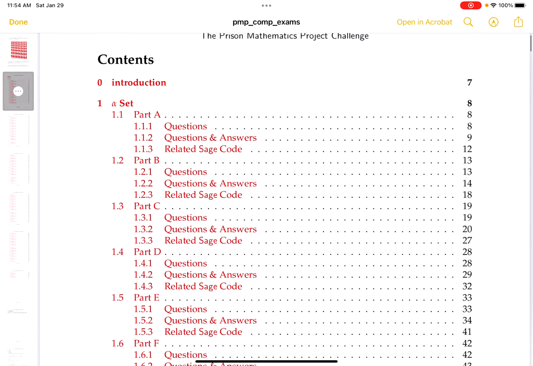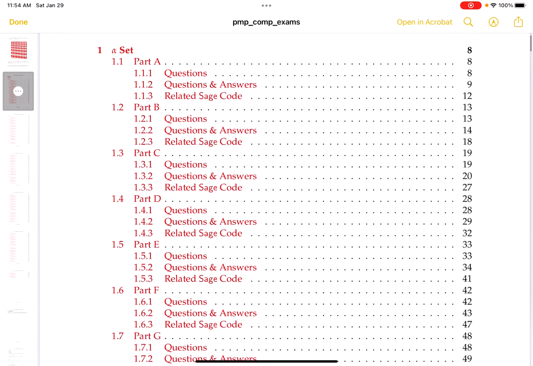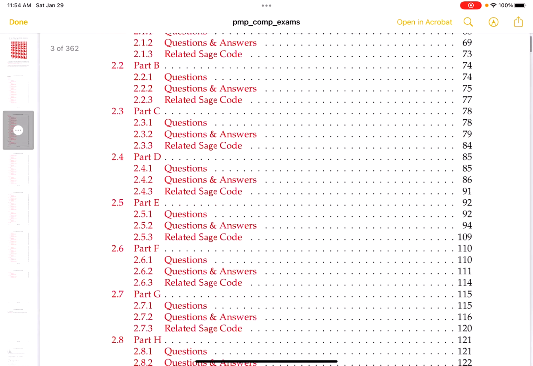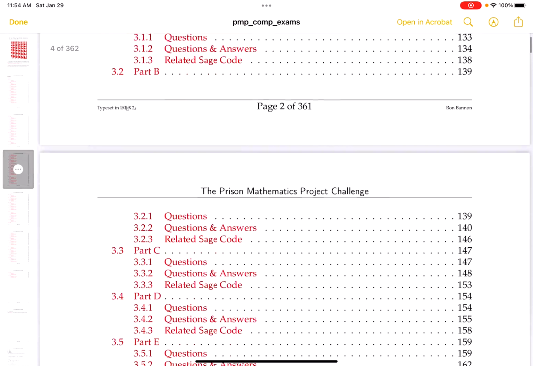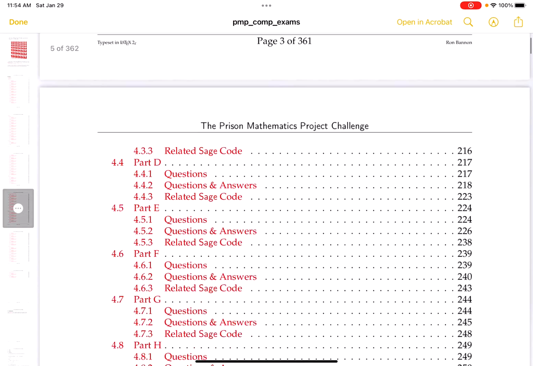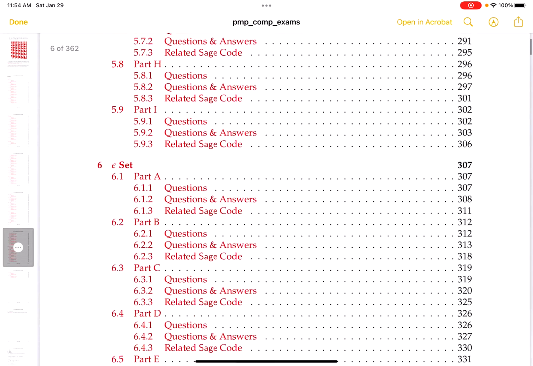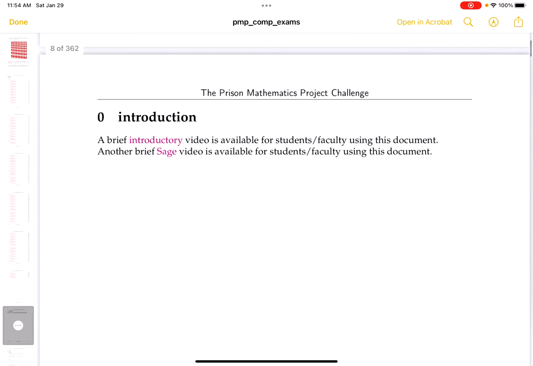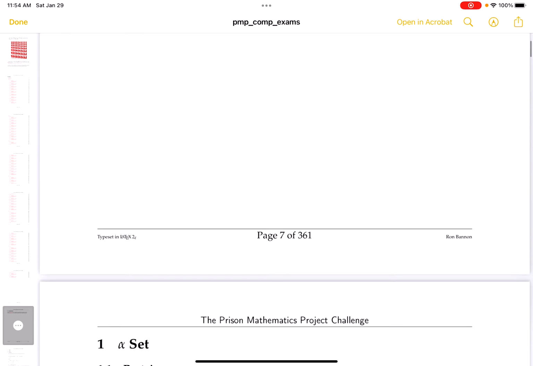All right, but if you notice over here, there's a lot. I mean, a lot of material over here. The document's 362 pages long, and there's a lot of questions, all right? But what I do is I kind of divide it. What I do is divide it into parts, all right? So I got this over here.